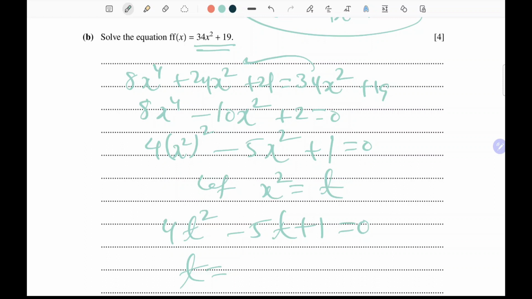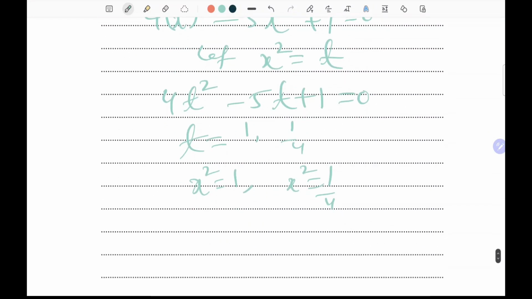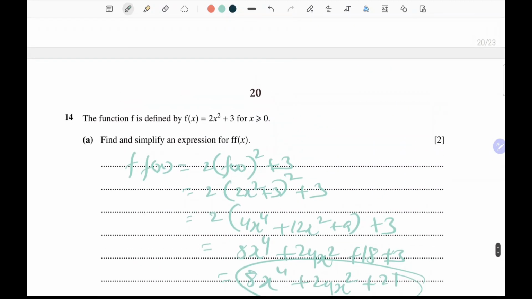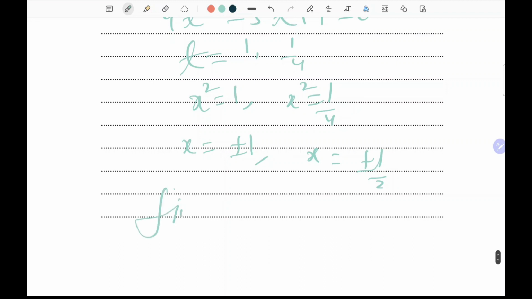4, then minus 5, then 1. I got 1 and 1 by 4, but this is t. I need to find x. So x squared is 1 and x squared is 1 over 4. So guys, x will be plus minus 1 and x will be plus minus half. But I have to check. Oh, x is greater than 0, right? So negative 1 we have to reject. So finally x will be plus 1 and x will be plus half. This will be our answer.